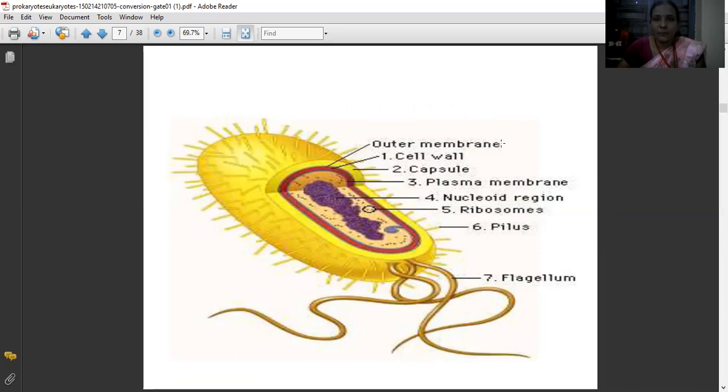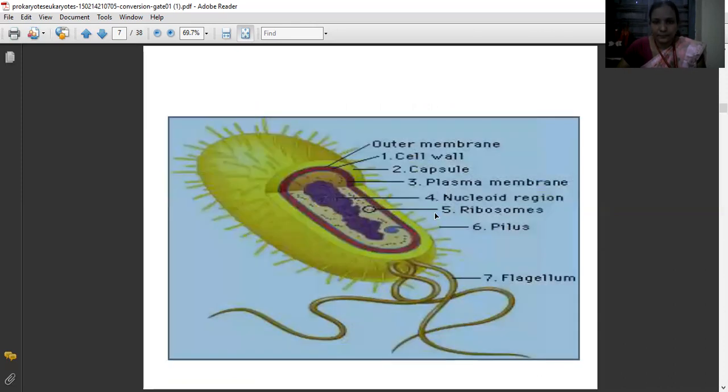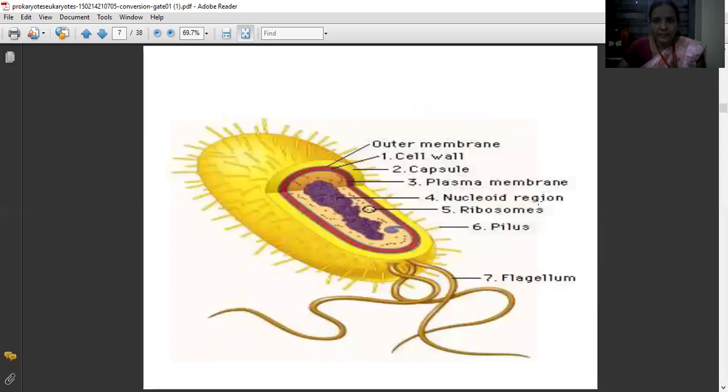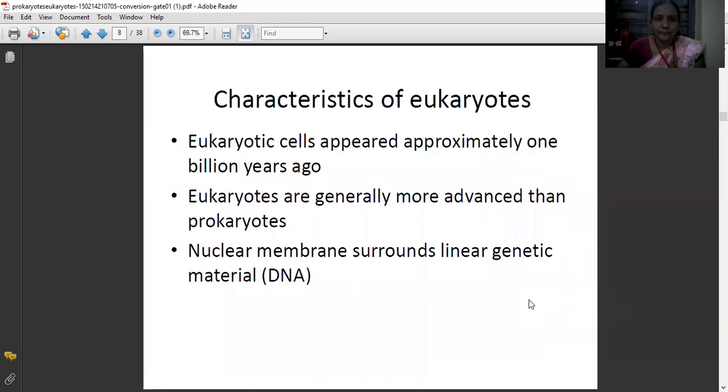It is having an outer membrane, then cell wall is present, then capsule is present, then plasma membrane, then inside the cytoplasm nuclear region is present, then inside the nucleoplasm ribosome is there, then on the surface of the cell wall the pilus is there, on the surface of the cell wall itself the flagellum is there. So what will be the function of this pilus and flagellum, that we will say in the next slide.